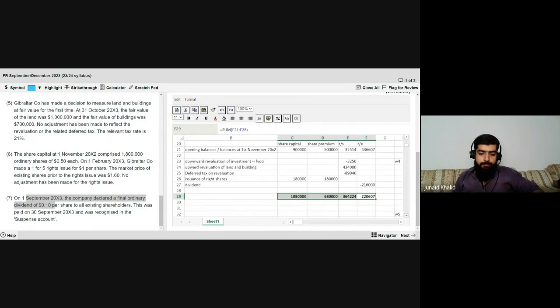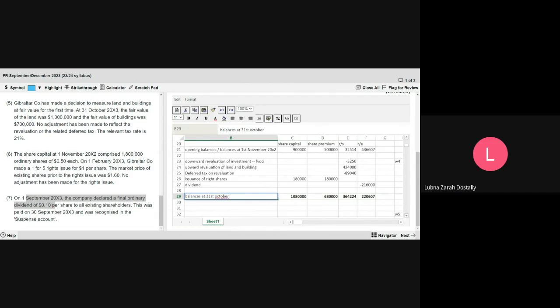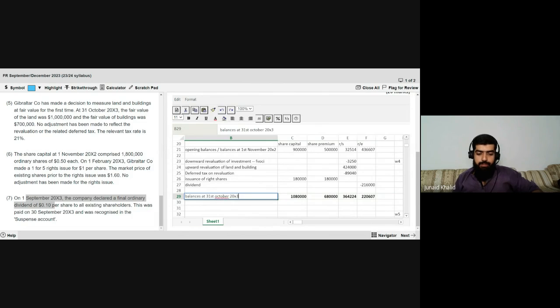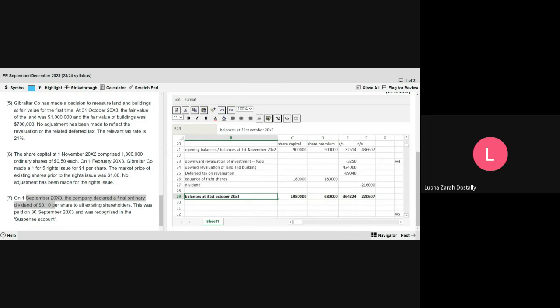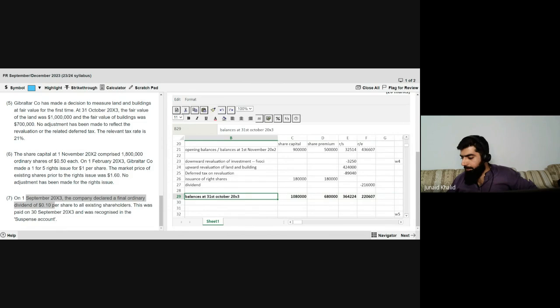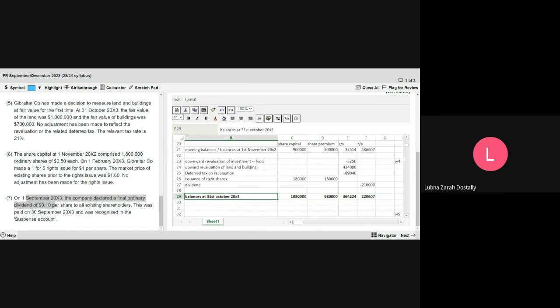That is what the balance is at 31st October 20X3. Is it clear to you now? Yes. Is there any problem? No.